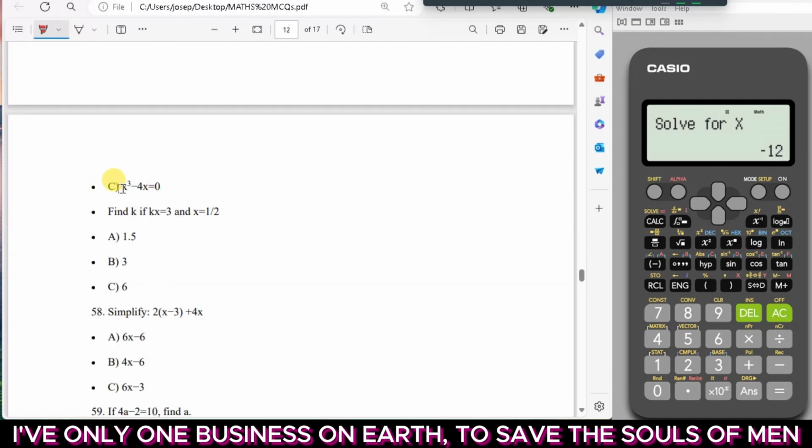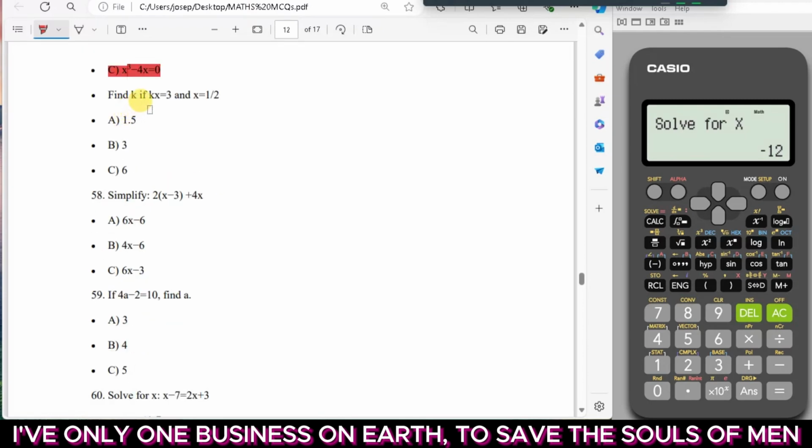Now, this one says to find k if kx is equal to 3 and x is equal to 1 over 2. So we can key that inside the calculator as well, replace it. So x is 1 over 2, and k, let's still use x, but I know that we are inserting k, representing k, equal to 3. So that's 1 over 2, x equal to 3, then solve.